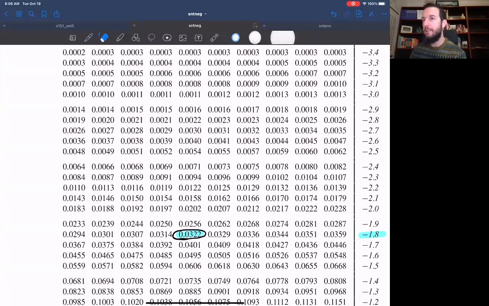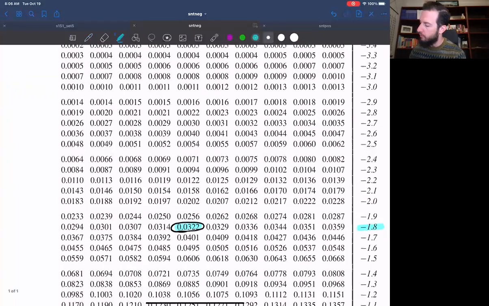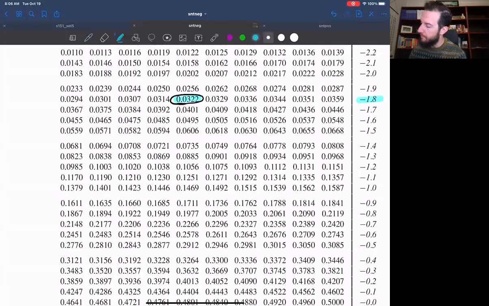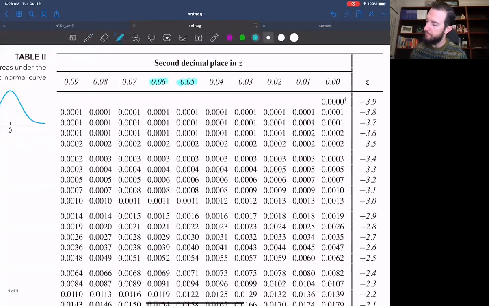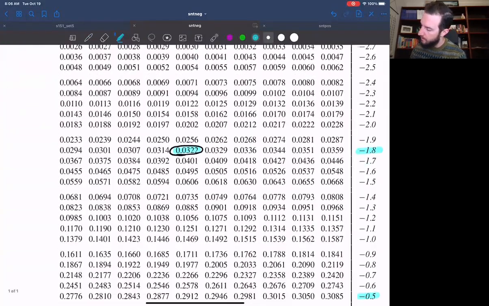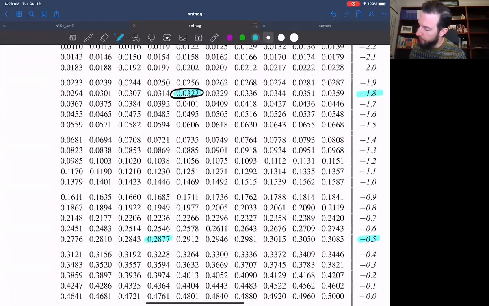Okay, our second Z score is negative 0.56. So using the same table, here's negative 0.5. Here's 0.06. So that gives us 0.2877. Okay. So the probability that Z is less than negative 0.56 is equal to 0.2877.